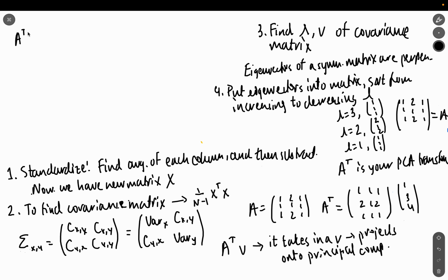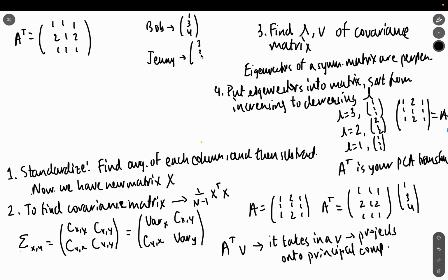Okay, so again, here's my A transpose matrix: 1, 1, 1, 2, 1, 2, 1, 1, 1. Let's say Bob's face is represented with the vector 1, 3, 4, and Jenny's face is represented with the vector 3, 3, 3. We have an image of Bob's face, so let's project it. Let's call Bob's face vector B and Jenny's face vector J. A transpose times Bob's face is that matrix times 1, 3, 4. Let's do it out.